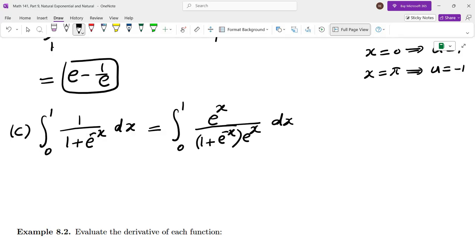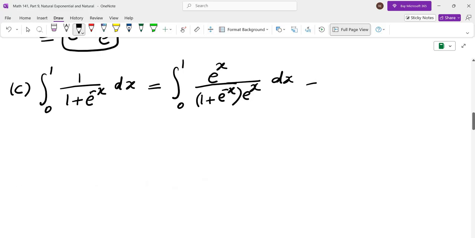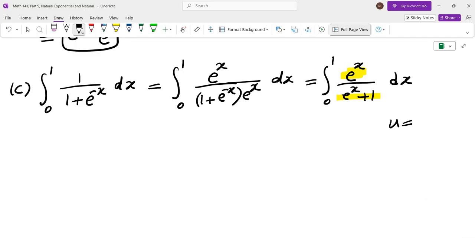So in essence, I'm multiplying this fraction by e to the power of x over e to the power of x. So this becomes e to the power of x over e to the power of x plus 1. Now we notice that the derivative of e to the power of x plus 1 is e to the power of x, which is right there. So we can take a u-sub for e to the power of x plus 1. du becomes e to the power of x dx.